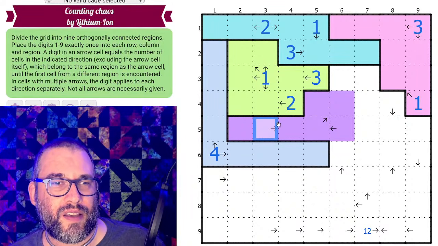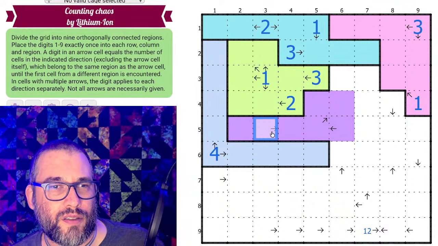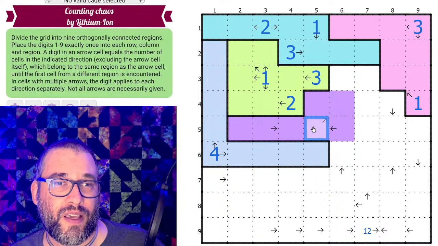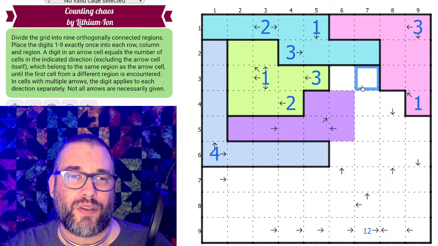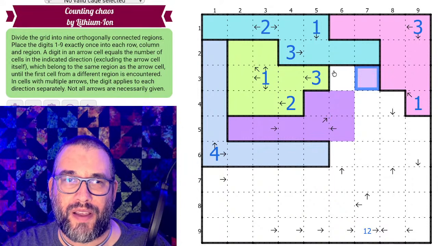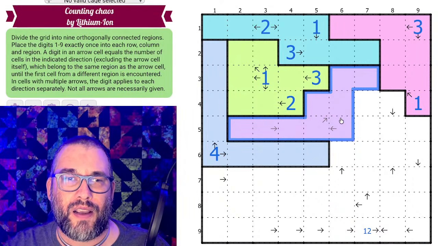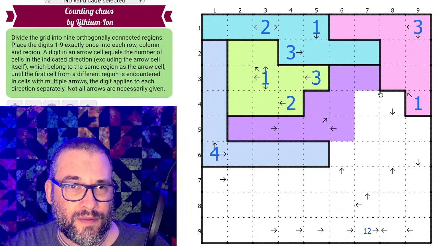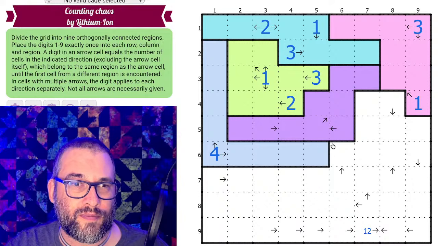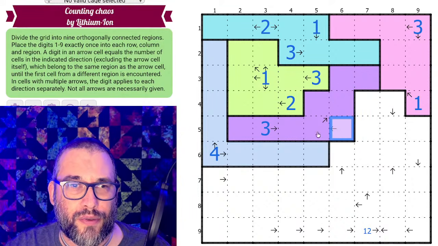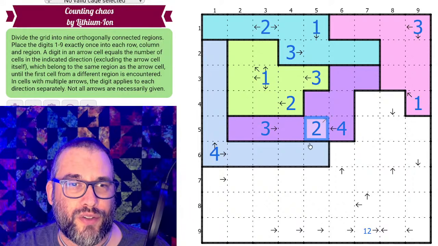Let's see. This is currently a 3. That's fine. This can't be a 1, though. So actually, this is purple, and now this is purple, and I think purple is done. 2, 4, 5, 6, 7, 8, 9. Yeah, purple is done. So this now is a 3, this is a 4, this is a 2.